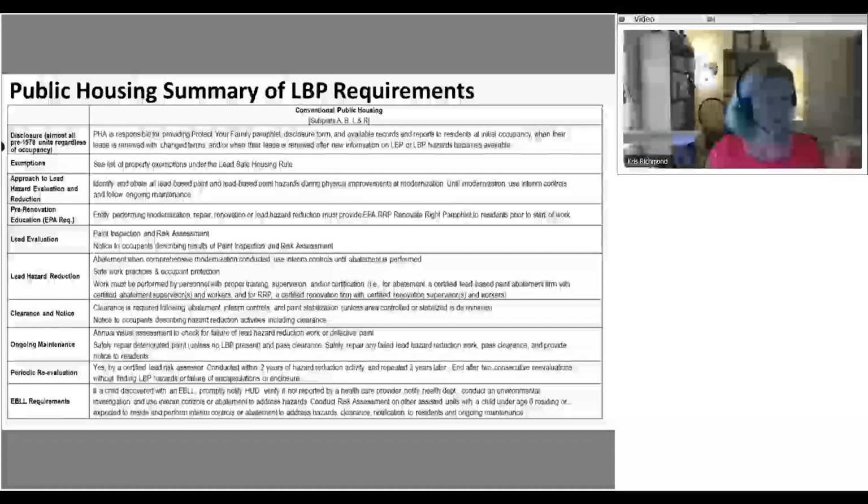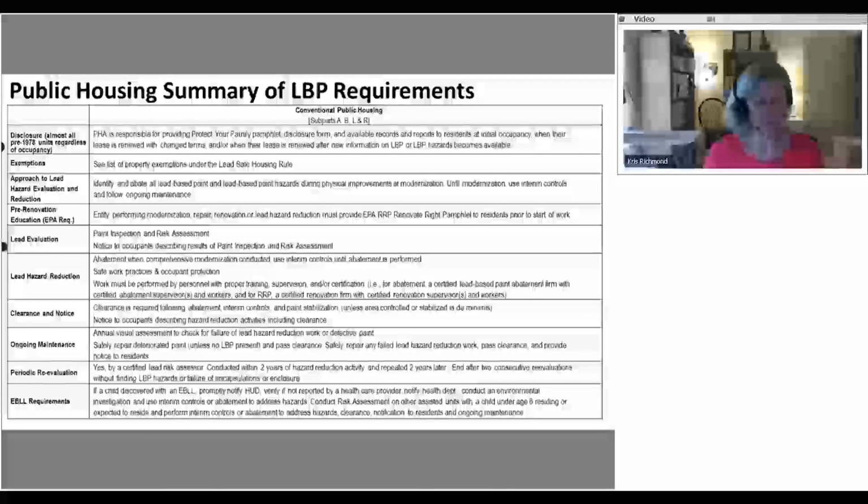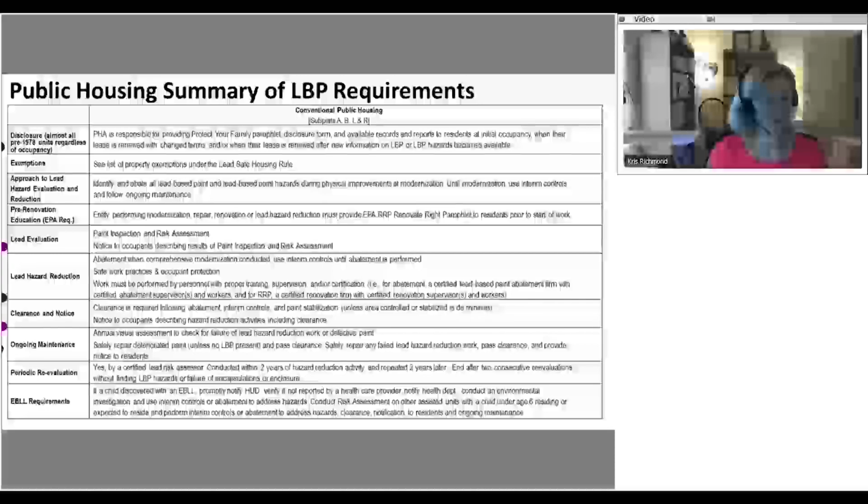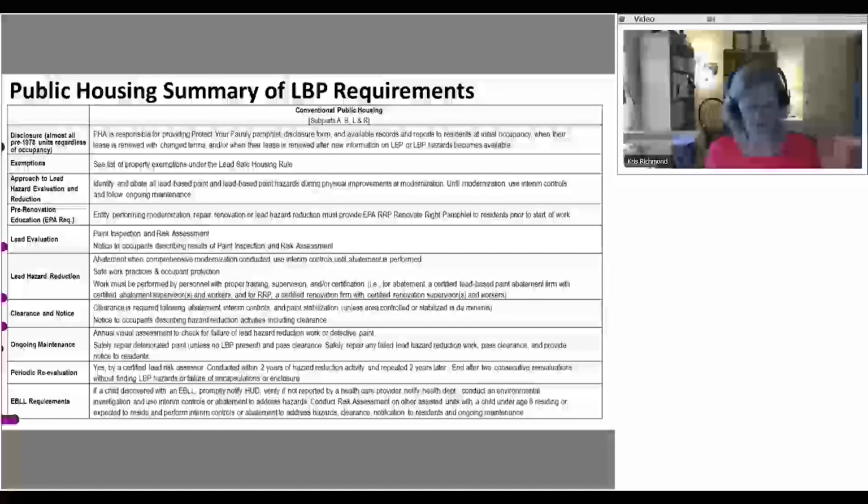Our looking is our lead evaluation. We have our treatment here. We have our clearance and notification. We have maintaining, and then down here you see this term EBLL, elevated blood lead levels. That's what EBLL stands for.